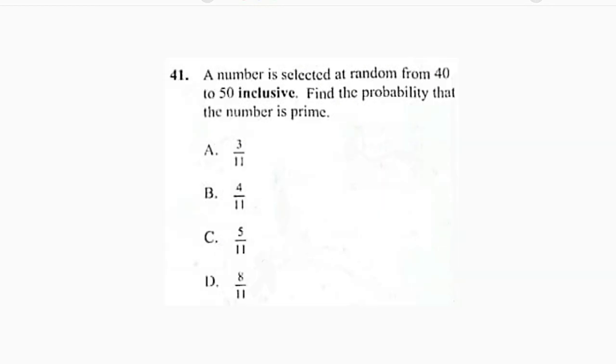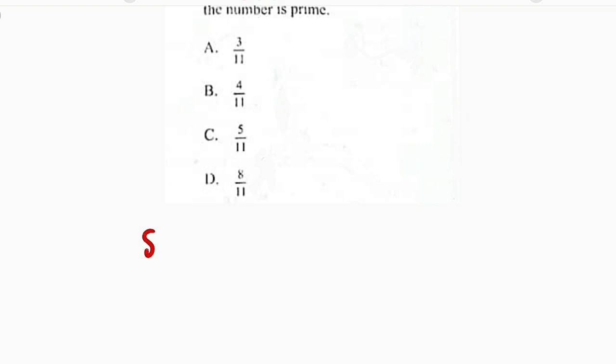And question 41 reads, a number is selected at random from 40 to 50 inclusive. Find the probability that the number is prime. First of all, we are going to list the numbers. So the set of the numbers will be 40. Because they say inclusive, you have to include 40 and 50.